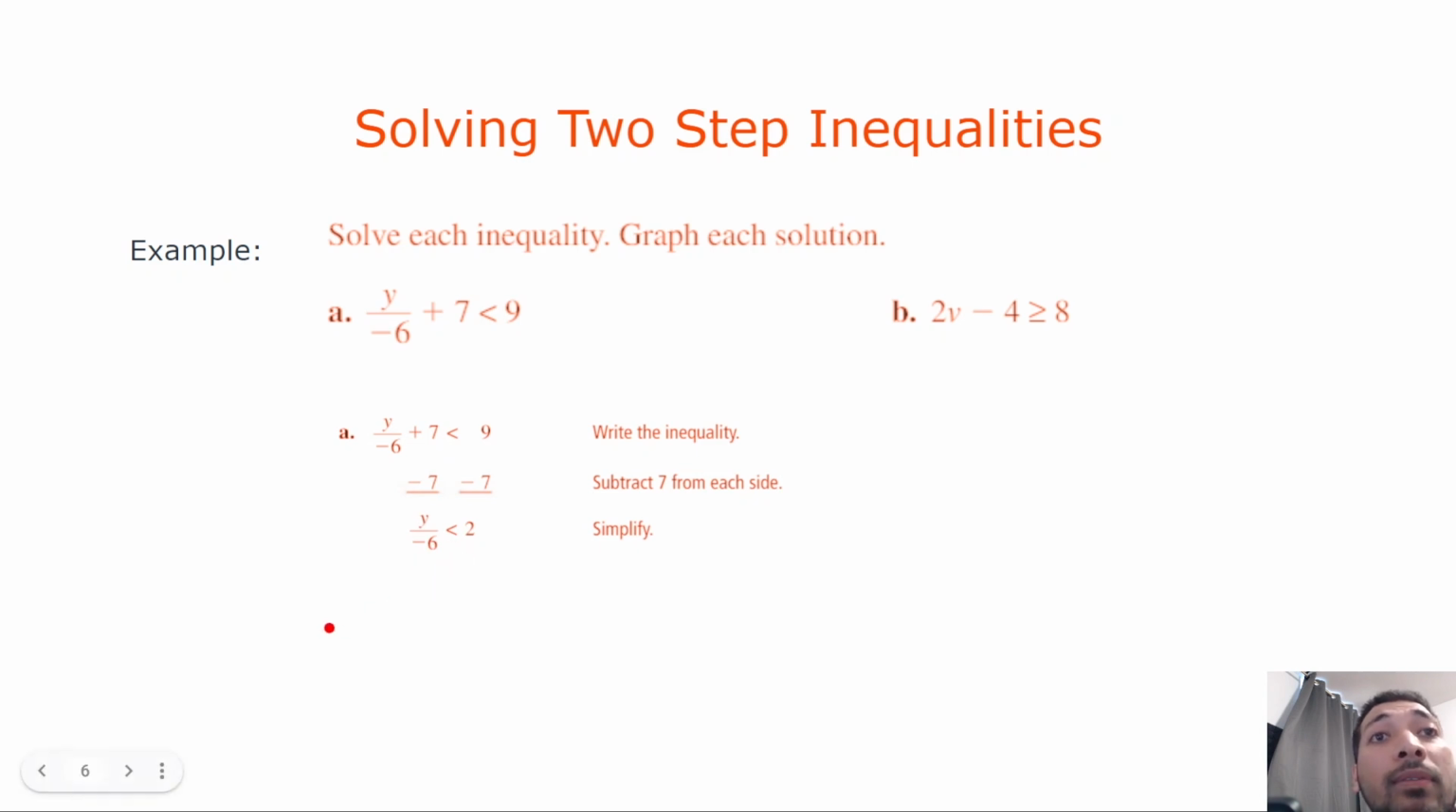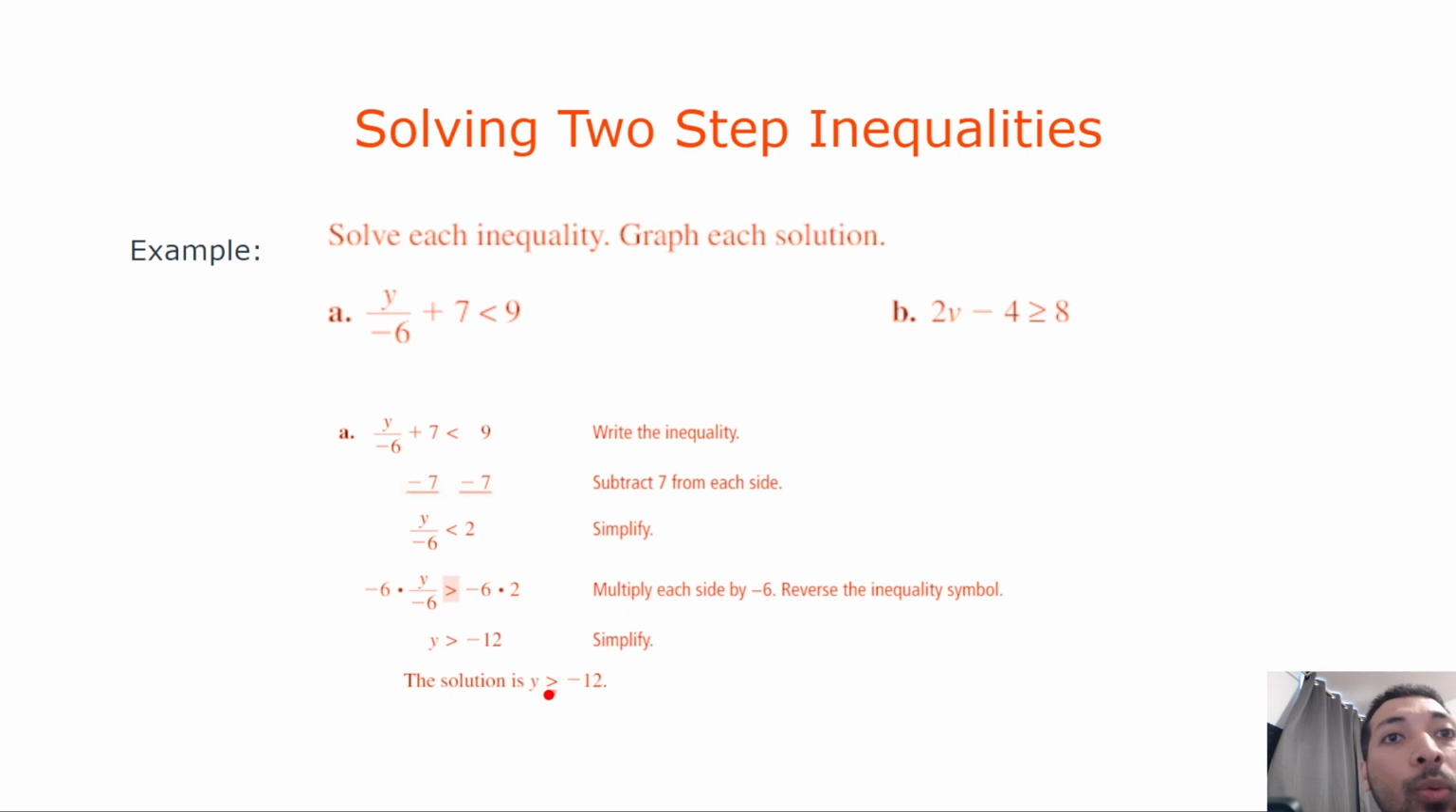Now we have a division operation between y and -6, so we can multiply both sides by -6. Multiplying by -6, we get y greater than -12. Remember, because we are multiplying by a negative number, we need to reverse this inequality symbol. So our solution is y greater than -12.